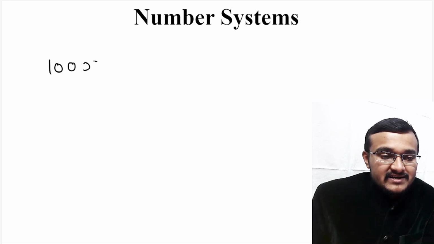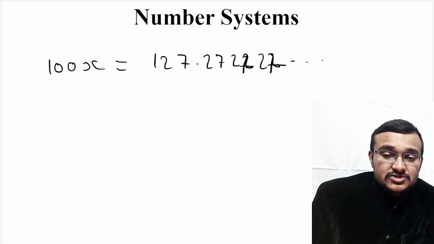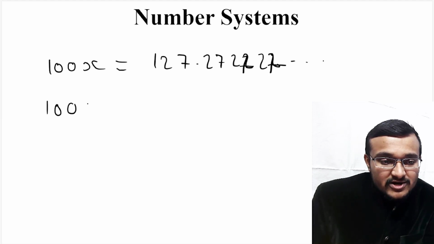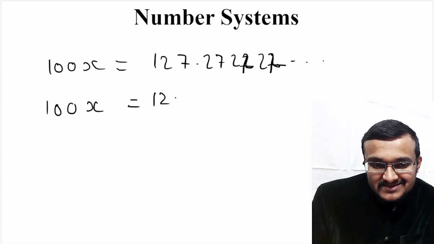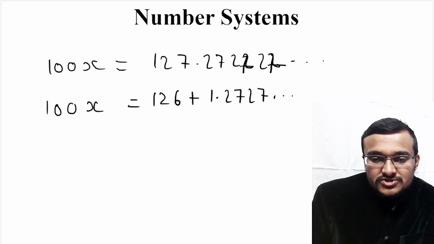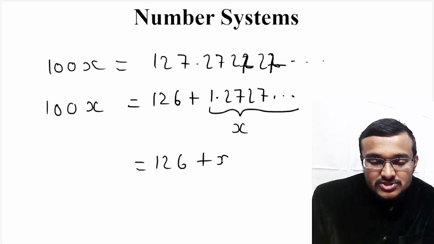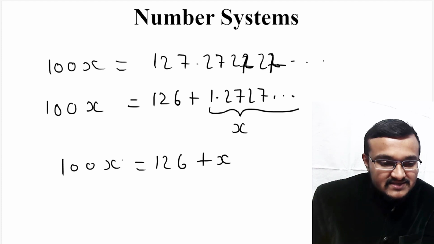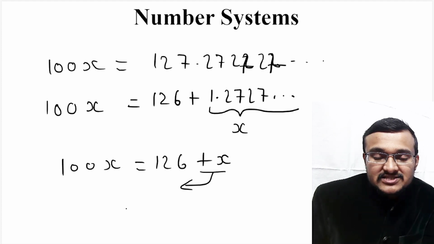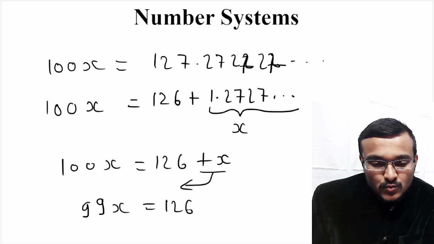So now you have got 100x is equal to 127.272727, like this it goes on. In the place of writing this, I'll write it as 126 plus 1.2727, and it goes on like this. So this 1.272727, we have considered as x, so you can just substitute x there. So 126 plus x, and 100x is there in the LHS. So if you bring this plus x to the LHS, it becomes minus x. So 100x minus x is 99x, which is equal to 126.